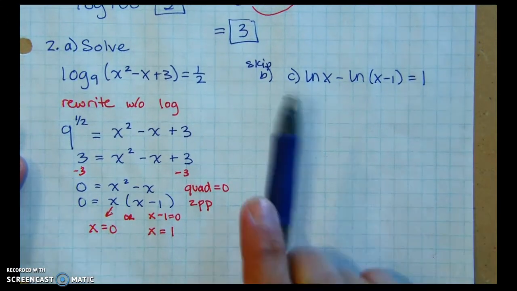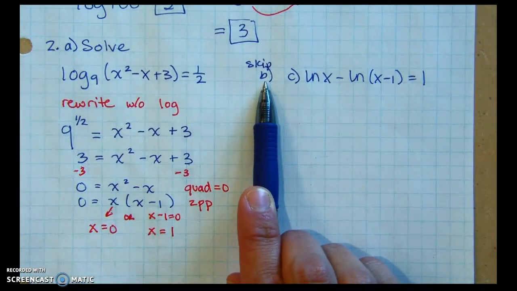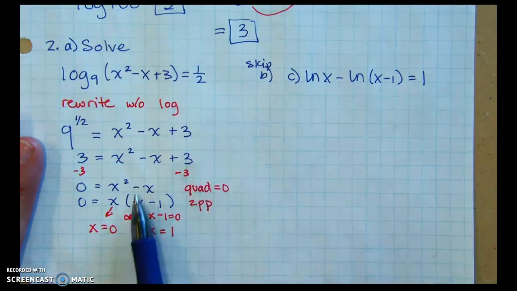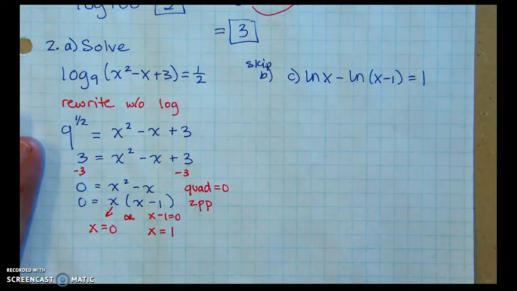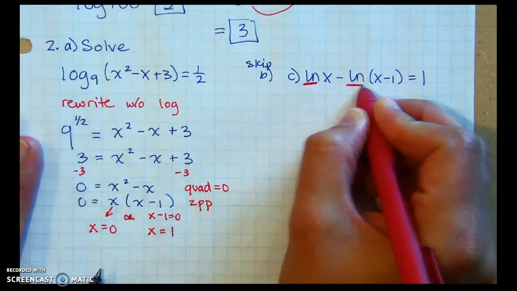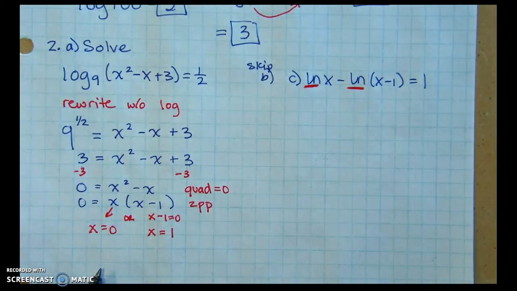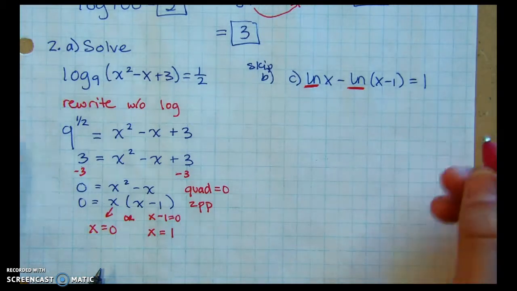All right, we're going to skip B for the video, but you can look it up. It's another quadratic. And let's do C here. Okay, everyone, do you guys see how there's 2 ln's? So you can't ever solve a log equation with 2 of them. So your whole goal is to write as a single logarithm, and that's where those properties are important.